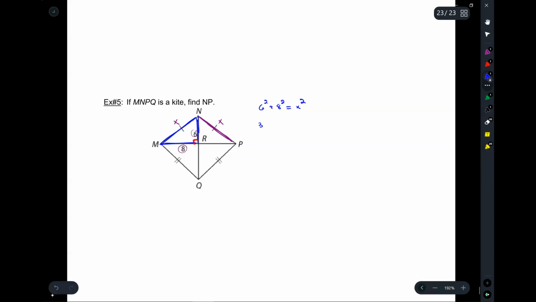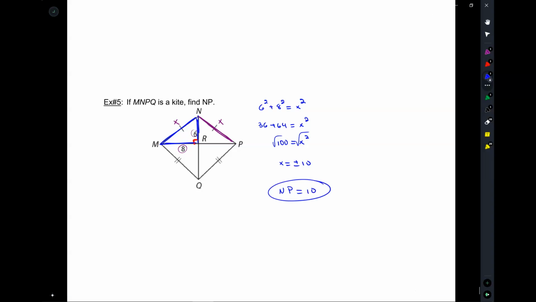Okay, so 36 plus 64 is X squared, and 100 is X squared. Take a square root, x is plus or minus 10. But since x itself represents one of the sides, it cannot be a negative number. So I just say NP is equal to positive 10. Okay, and there we have it. Thank you very much.